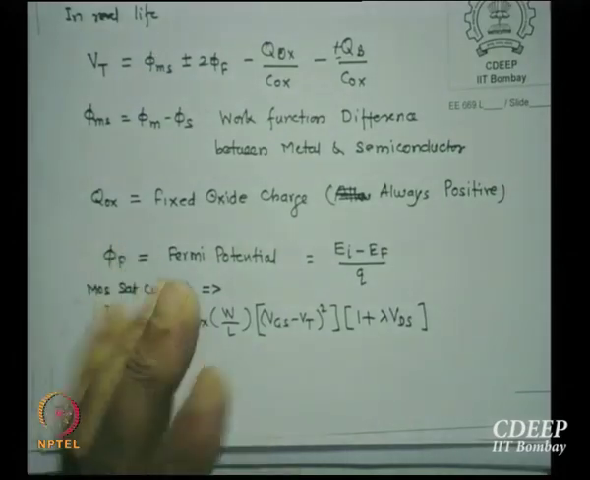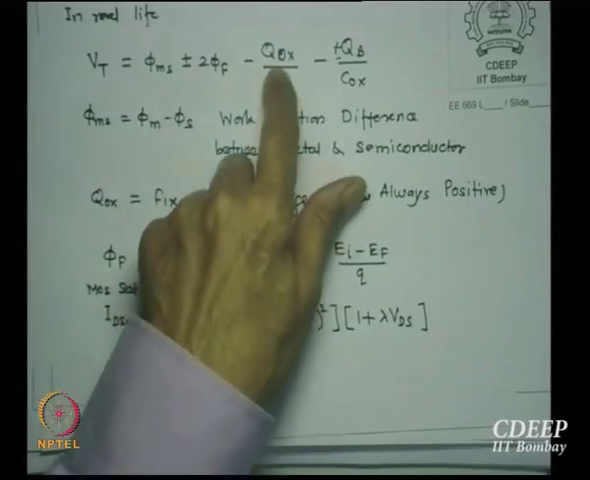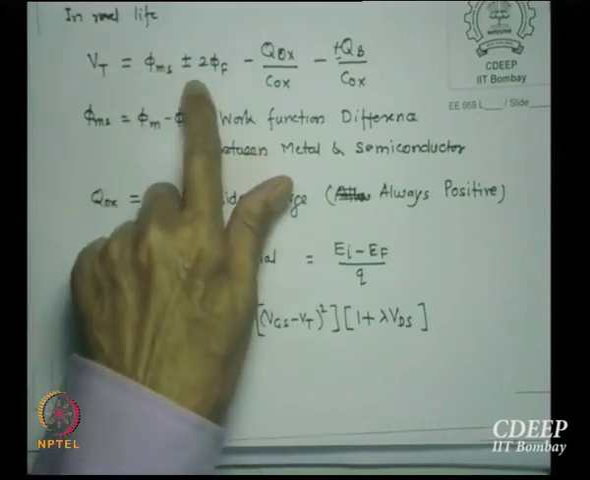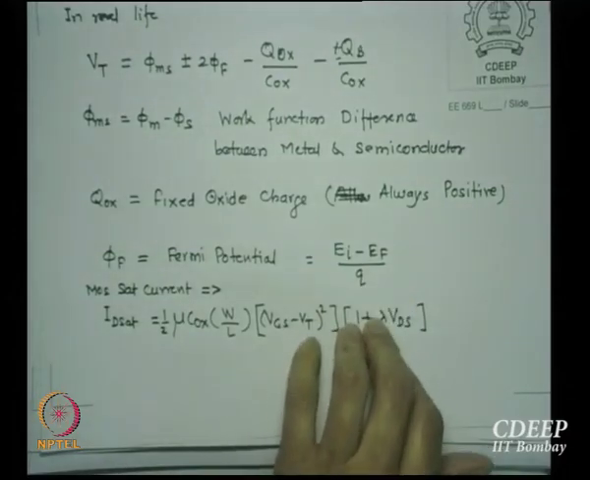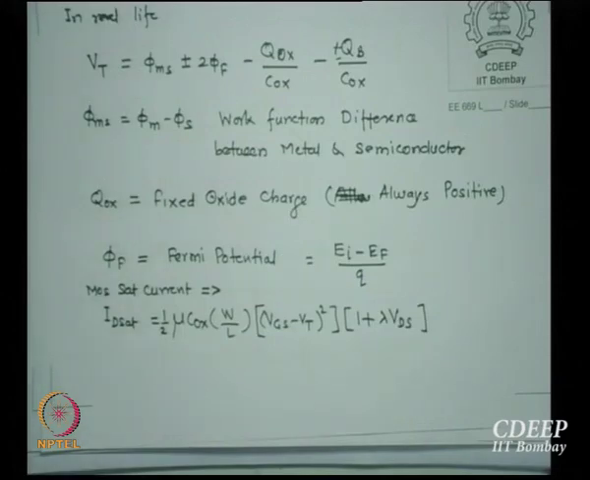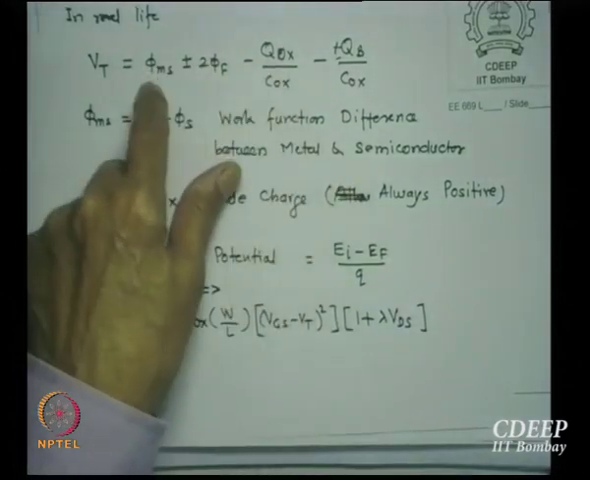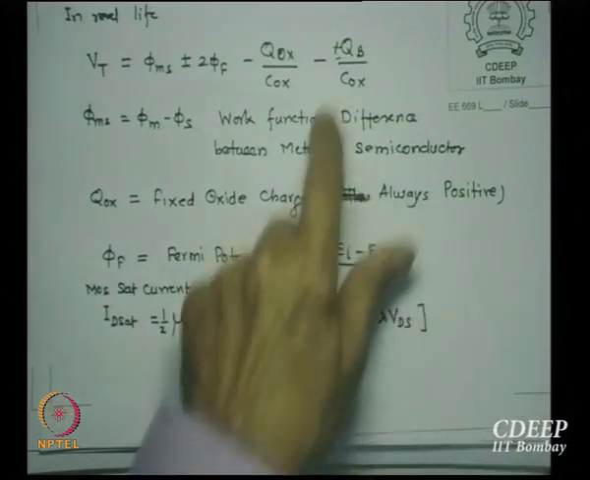It may happen in some cases that if Qox is very large, then this plus this will become larger than 2φF plus Qb by Cox, or QNaXd by Cox. What does that mean? Vt will become negative. For an n channel device, we always want the threshold to be positive, to turn on. VGS should exceed Vt to start currents. Now that may not happen. So one of the technology worries is how much Qox I can maintain, so that this plus this is always smaller than this plus this.